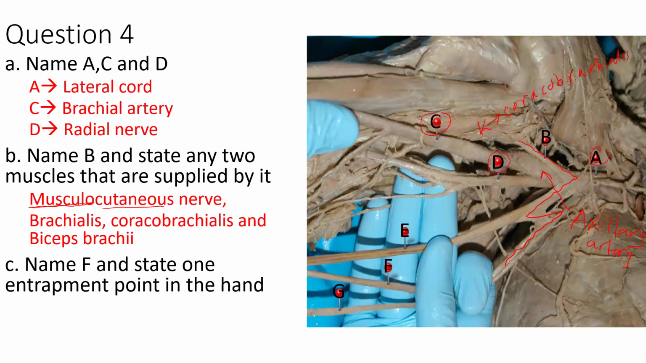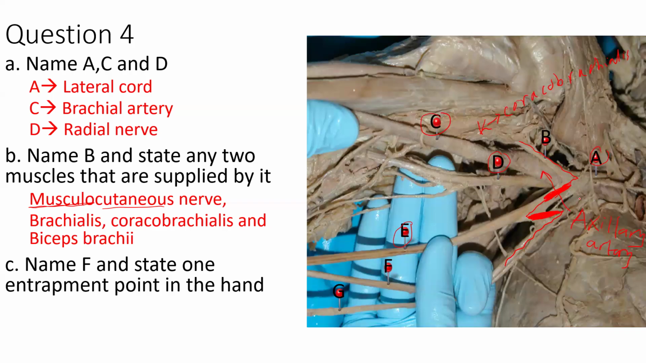So B, as you may know, is musculocutaneous. Now, E, on the other hand, this part here, I'm sure you can see that part there, that's the lateral root. And this part here, which I'm trying to highlight, that's the medial root. Now, E becomes the medial nerve. E is the medial nerve.